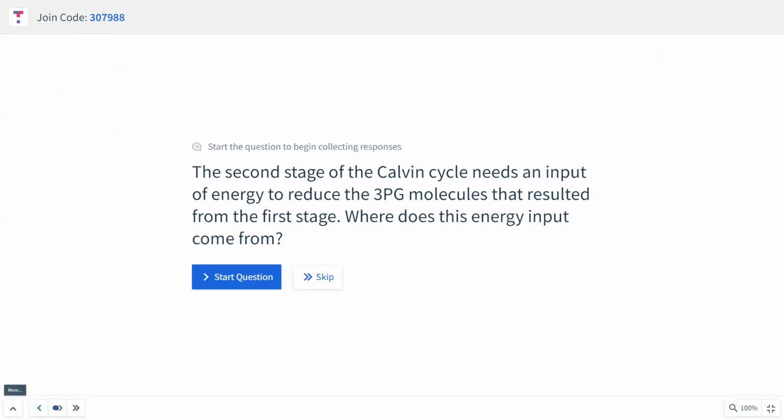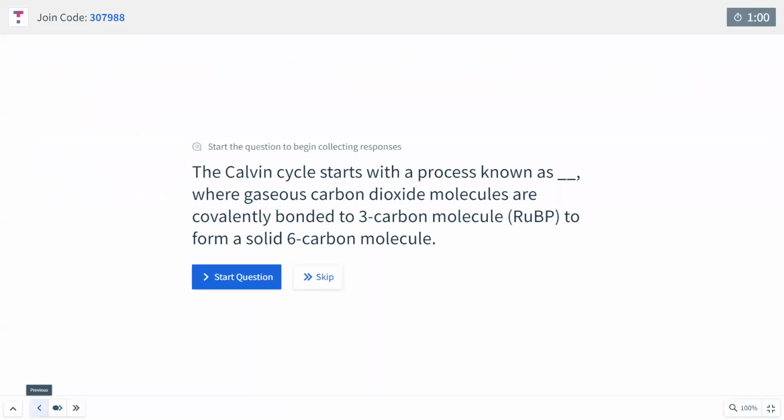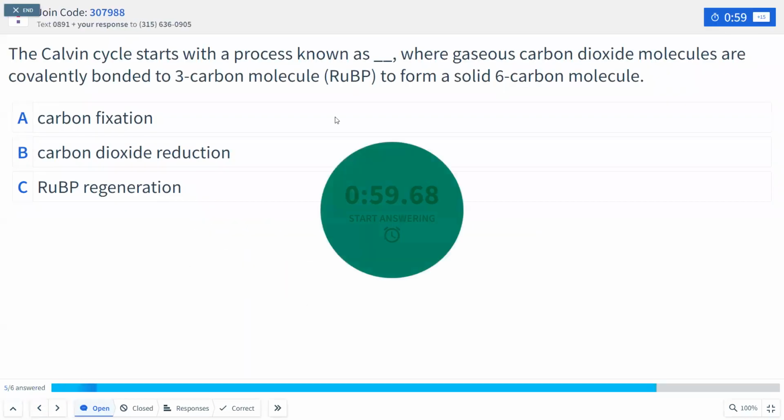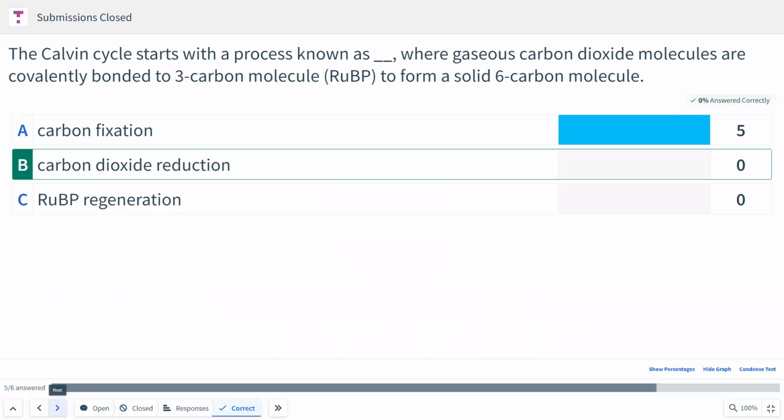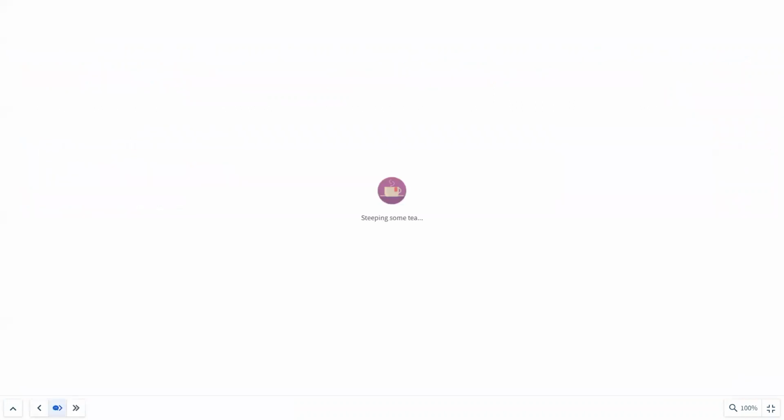Whoops, what happened there? What's the correct answer here? It starts with carbon fixation, right? I think maybe I didn't put the correct answer in here. Yeah, you know what? I put the wrong thing in here. That was me just clicking on the wrong thing. Sorry about that. So this is correct. Carbon fixation, people are correct there. Reduction happens second.